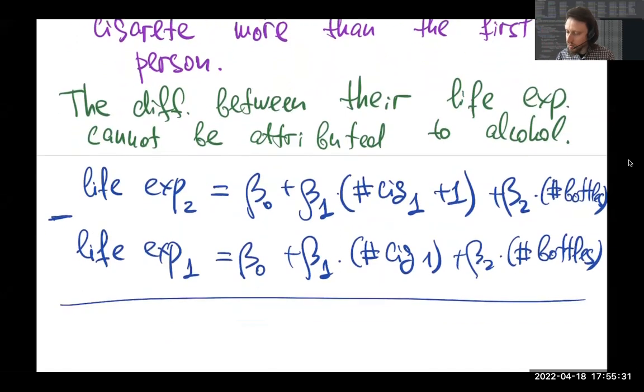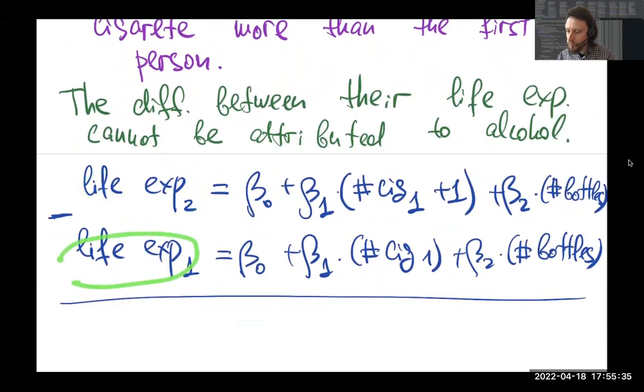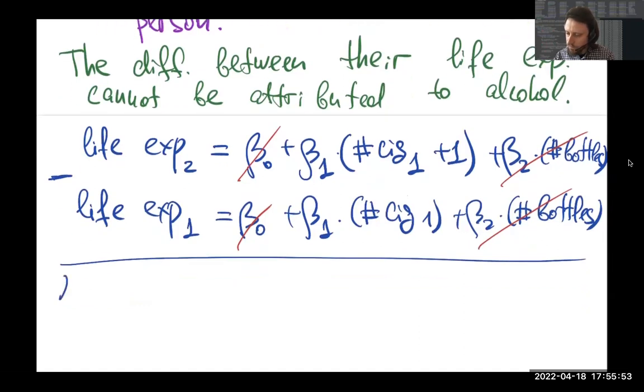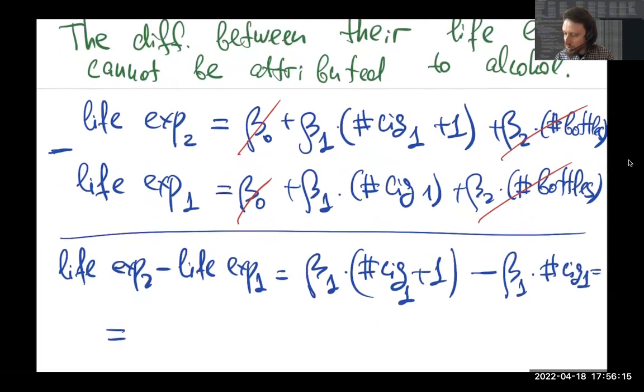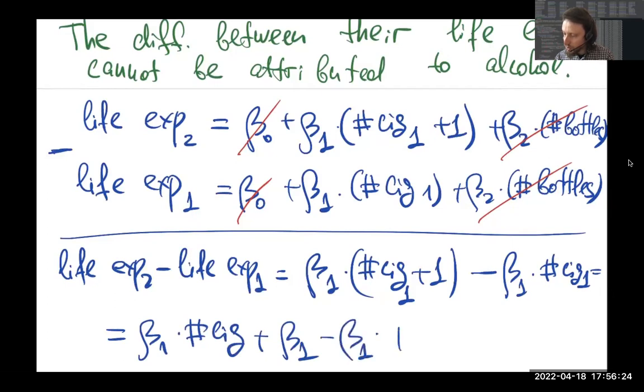If I subtract life expectancy of the second person from life expectancy of the first person, you see that this beta naught is canceled. This beta two times bottles is canceled because they are the same. And the only thing we have is beta one times number of cigarettes first plus one minus beta one times number of cigarettes first. And we can expand this: beta one times number of cigarettes plus beta one minus beta one times number of cigarettes. And again, this thing is canceled. And we have this beta one.